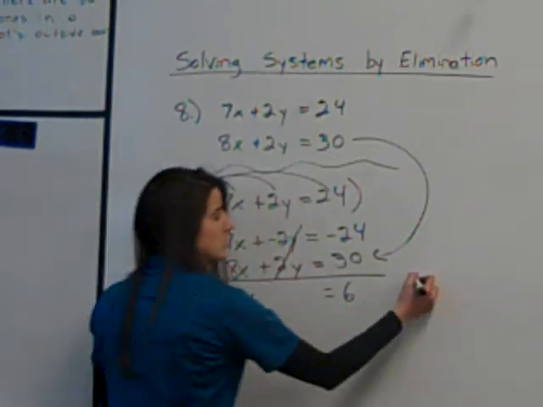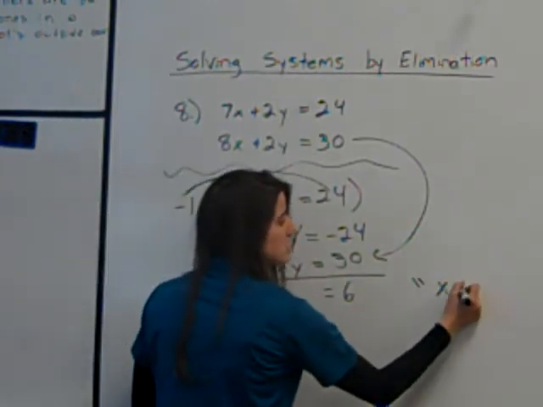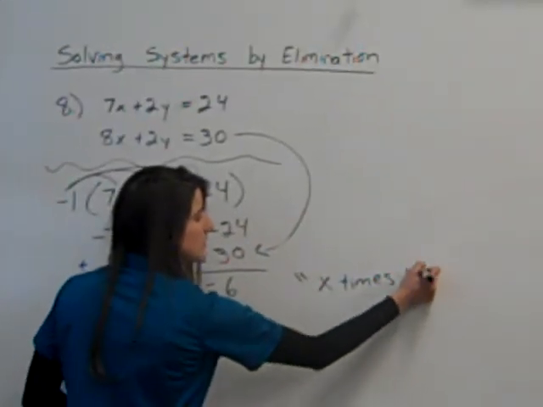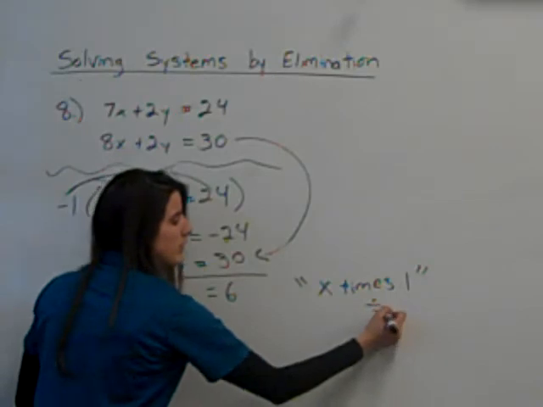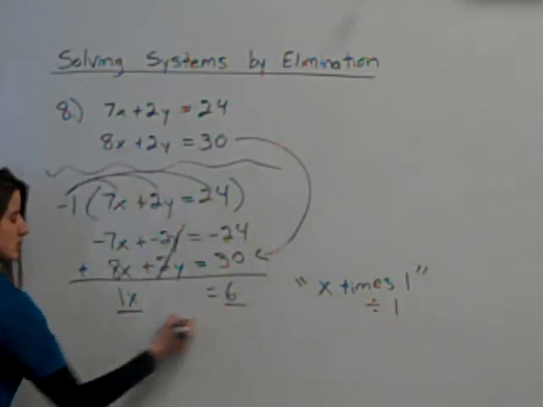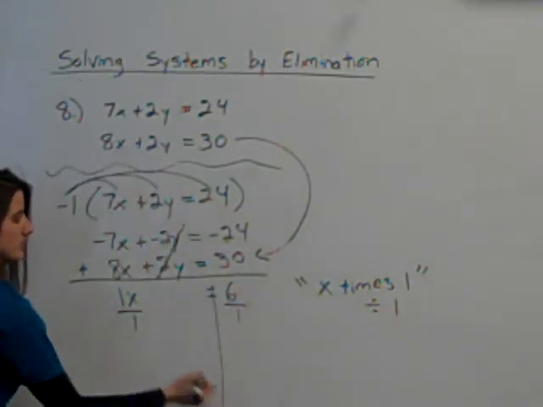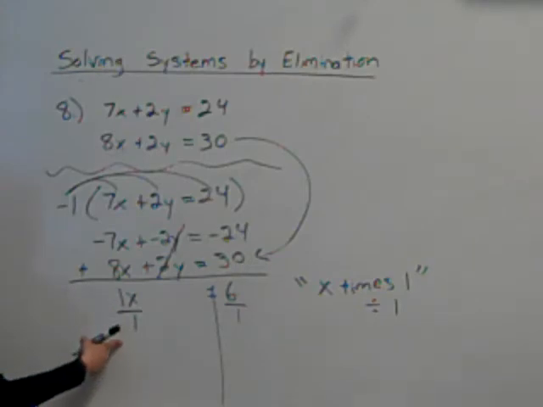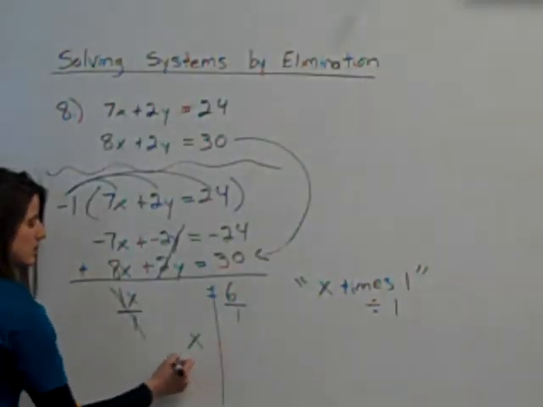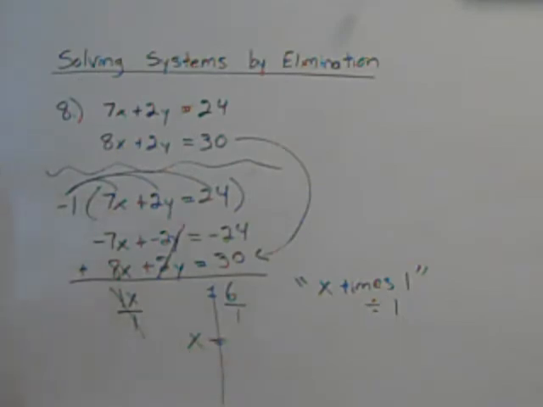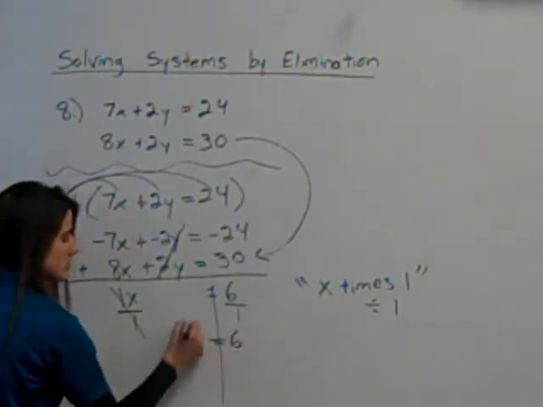You can write it out into words, which would be read as x times 1, and work backwards. So divide each side by 1. 1 divided by 1 is 1, cancel out. So x equals 6 divided by 1, which will give you 6.